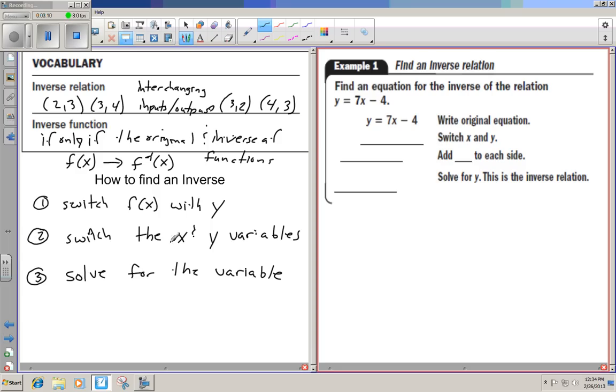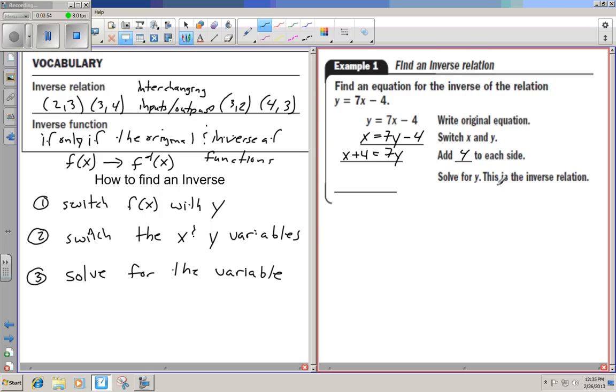Because now we'll look at those 3 steps and actually look at a problem. Since we already have y, step 1 was to switch f of x with y. We already have y, so we don't have to do step 1. Step 2, switch x and y variables. That means y becomes x and x becomes y. Basically, look at our definition for the inverse relation. All we did was switch our x and our y around. Once you do that, you solve for the variable. So now you're solving for y. We solve for y by adding 4 to each side. So now you have x plus 4 equals 7y.